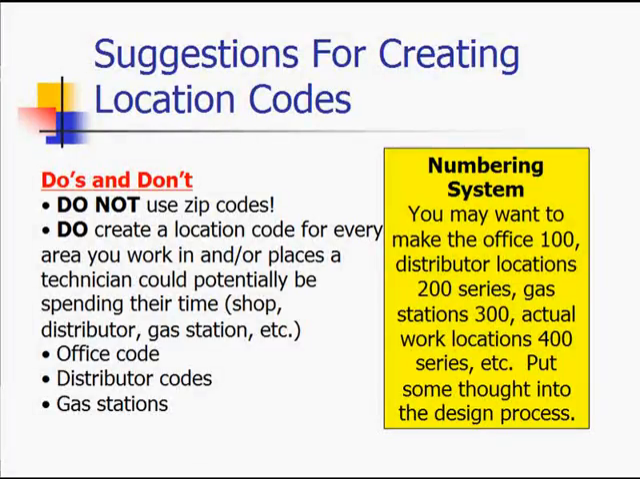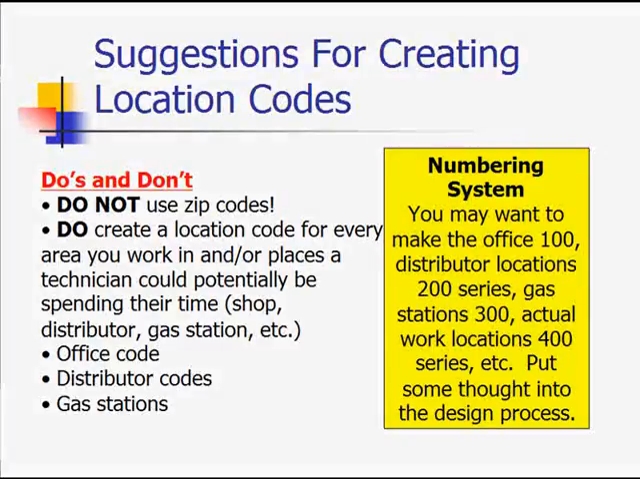Now, in terms of a numbering system, I would suggest you think about it as a code system like you would have on your accounting, different classes. You may want to set the office as a 100 code. Your distributor locations might be 200 series. So the first distributor might be 200, the next distributor might be 210, the next distributor might be 220. If you gas up in one particular place, use that as a location code. You may have 2 or 3 places in town where they can gas up.